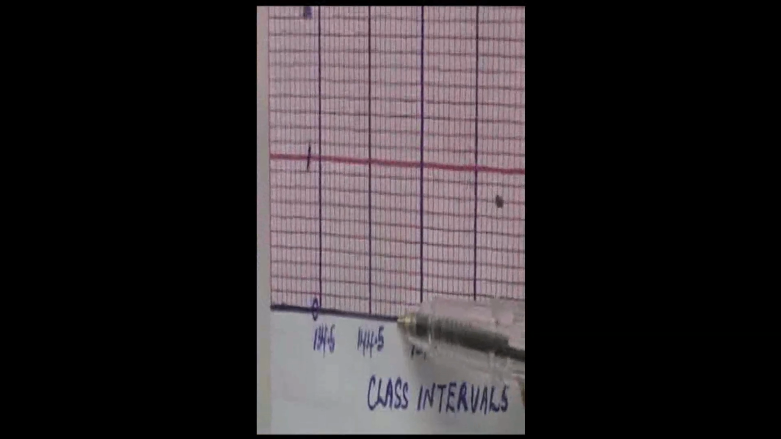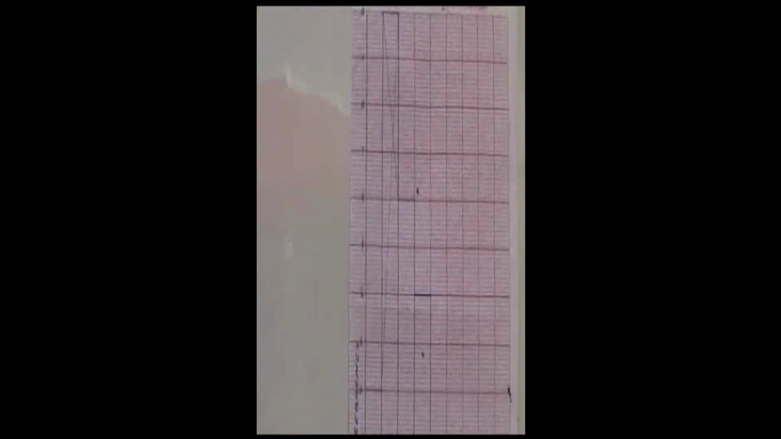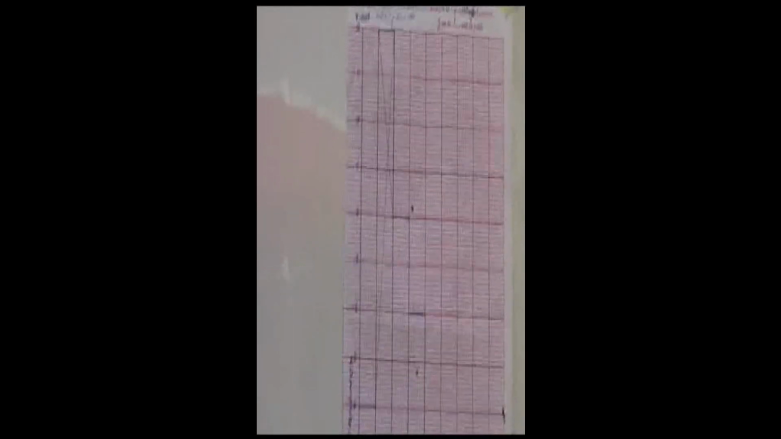Now I am going to draw the intersections. When next you see this graph book, I must have drawn and joined the vertices of the neighboring rectangles to the rectangle of the modal class. Now you can see that we have joined the vertices of the modal class rectangle to its right and left neighboring class interval rectangles.